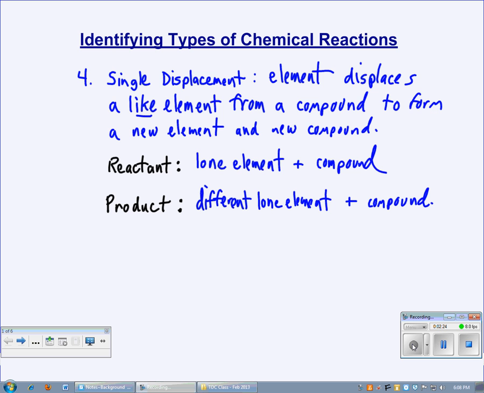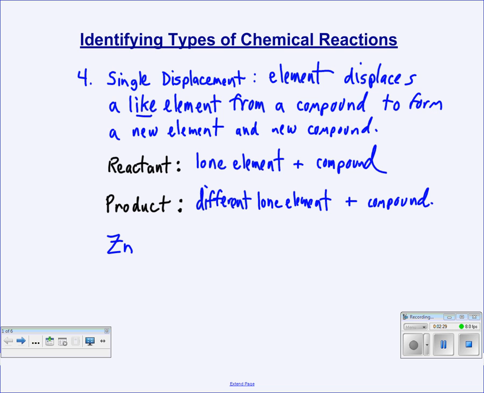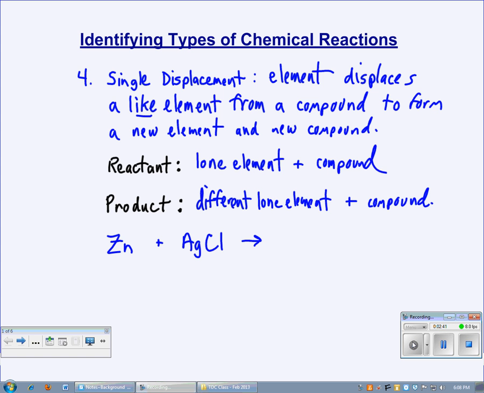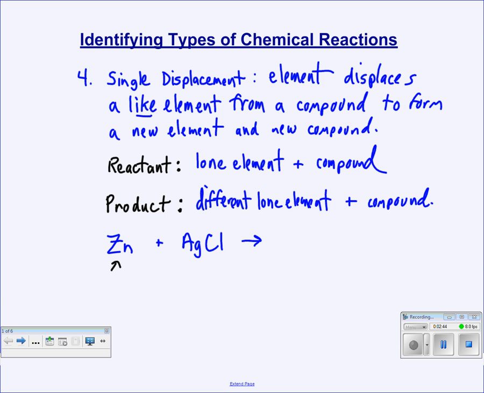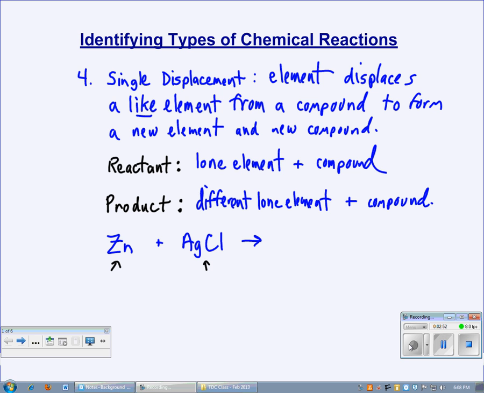In the first example, what if we took zinc metal and reacted it with silver 1 chloride? If you look at the reactant side, you notice that we have a lone element, zinc, all by itself, and we have a compound, silver 1 chloride. It's a classic single displacement reaction. Now, how do these react? Well, the definition says that the lone element displaces the like element from the compound.